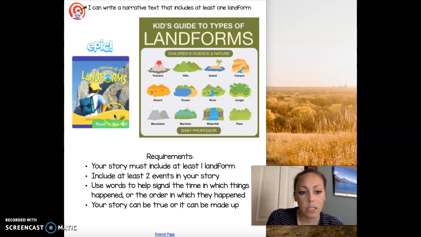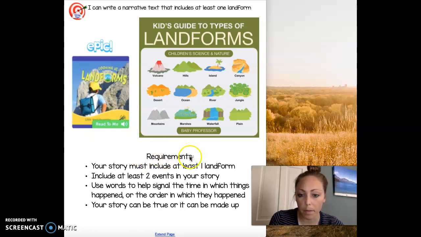There's also this book that you should have read in science today, in EPIC, that will teach you more about landforms. Okay, so once you've done some of those lessons, you will be ready to do your writing project, and you get to do your writing on your own time this week. And all I ask is that you submit a picture of your writing to your teacher by the end of the week.